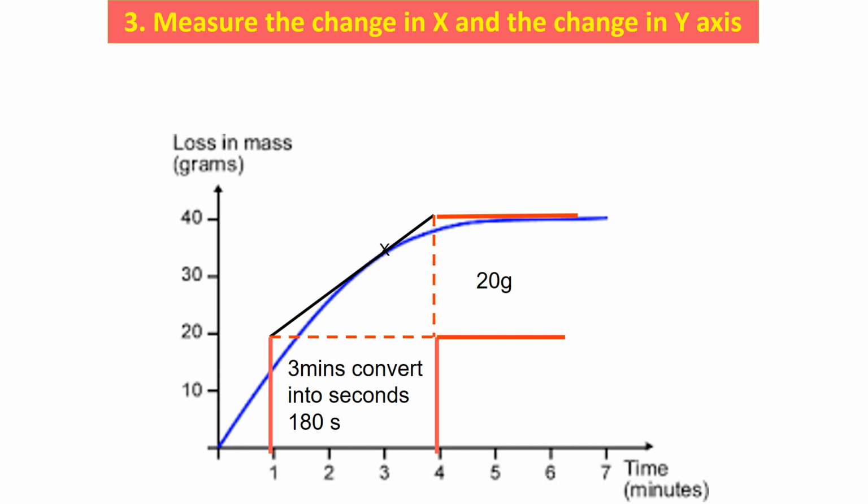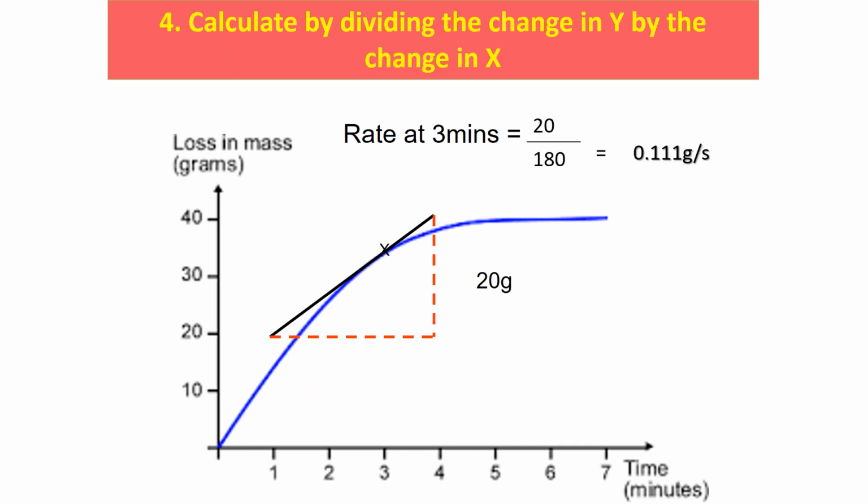We then need to do step 4, which is to calculate by dividing the change in y by the change in x. So our change in y was 20 grams and our change in x was 180 seconds. So we do our calculation: 20 grams divided by 180 seconds equals 0.111 grams per second. So every second our reaction is losing a mass of 0.111 grams.